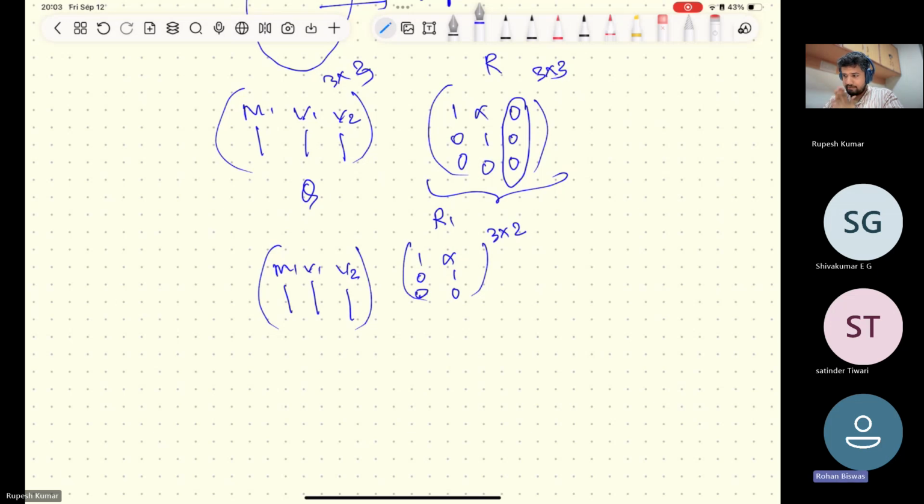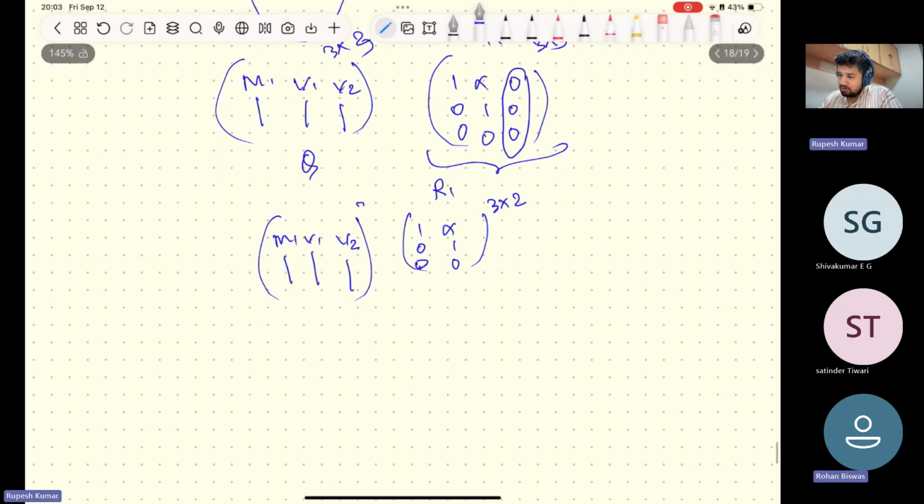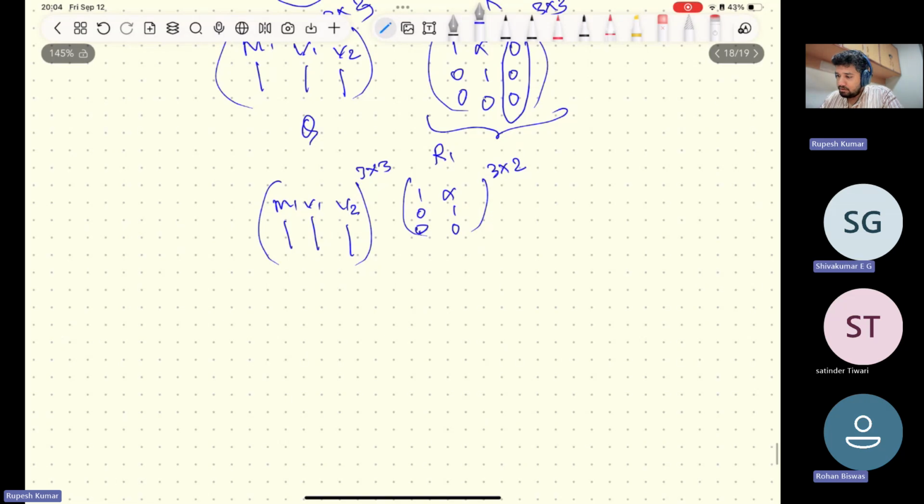Now, this is a 3 by 3 matrix. This is a 3 by 2 matrix. The matrix product is possible. But can we say, what I'm saying is, upper triangular? Yes, this is upper triangular. This is well defined, right? Even for rectangular matrices you can say this.